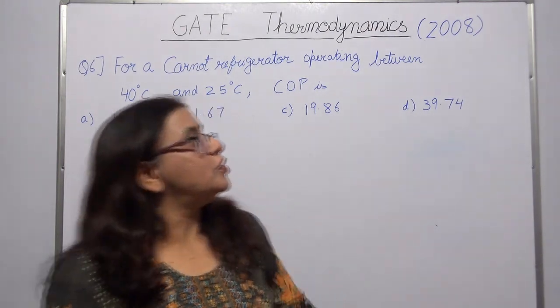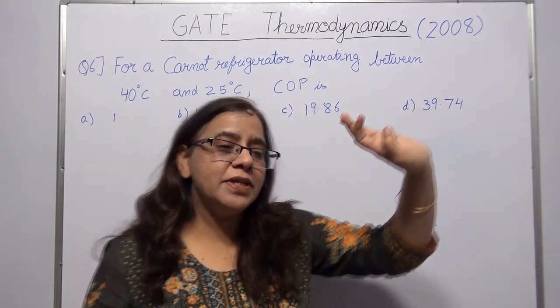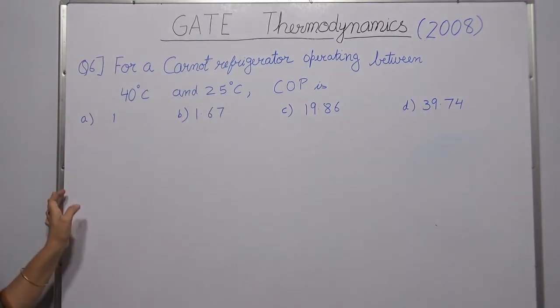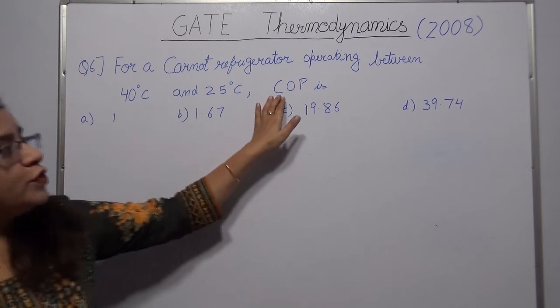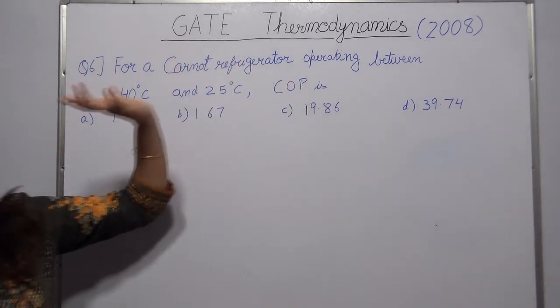In this video I am going to take problems related to thermodynamics which appeared in the year 2008 GATE paper of chemical engineering. So the first question talks about a Carnot refrigerator which is operating between 40 degrees centigrade and 25 degrees centigrade, and they have asked you to calculate what will be the coefficient of performance for this refrigerator.